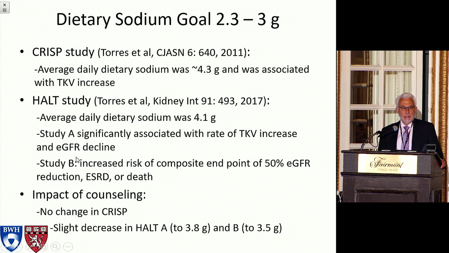In study B, where we did not measure kidney volume, increased sodium intake increased the risk of the composite endpoint of 50% decline in eGFR, ESRD, or death. And despite patients being taken care of at major academic medical centers with tremendous experience in ADPKD and patients given counseling, we didn't have much success in lowering their sodium intake. In CRISP, there was no change. In HALT study A and HALT study B, we had somewhat greater success in lowering dietary sodium intake, but not below 3 grams.